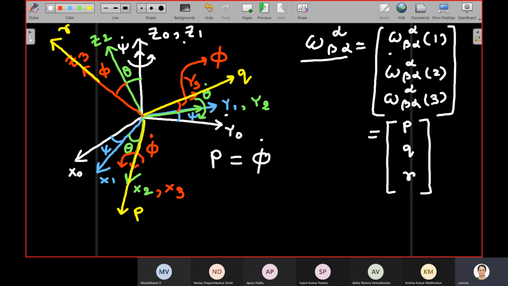So this means psi dot will have two components, one along z2, another in the opposite direction of x2, because it is perpendicular to y2, so it will not have any component along y2, right? So one component must be along z2, the other component will be in this direction, right? Which is opposite to x2, correct? And we also know that x2 and x3 are the same, right?